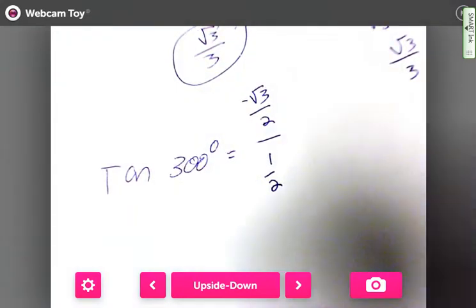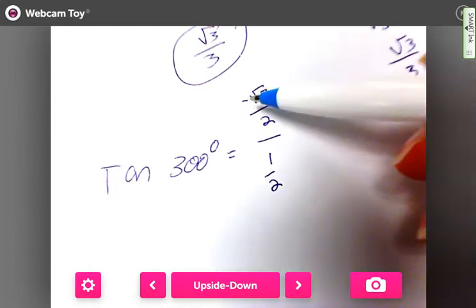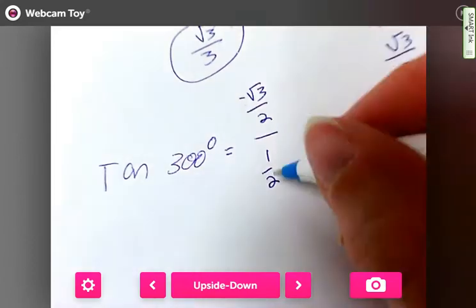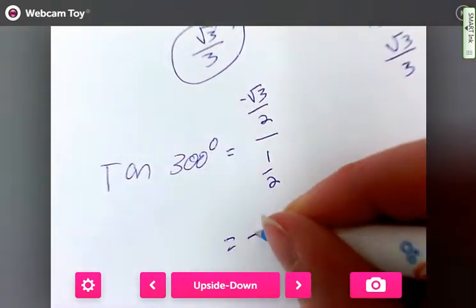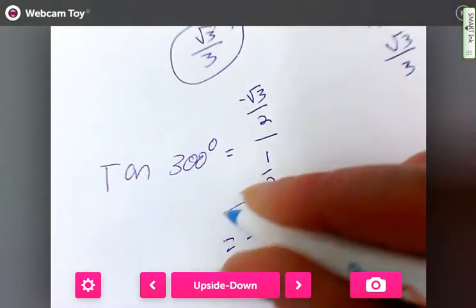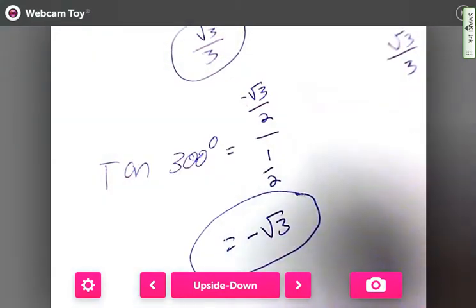Which one do I have, square root 3 over 2 over 1/2, on my paper? You should have written it in the corner. Yes? What does that equal? Now, I've got a negative over a positive, so my total answer should be negative square root 3. See how that works? A negative over a positive gives me a negative.